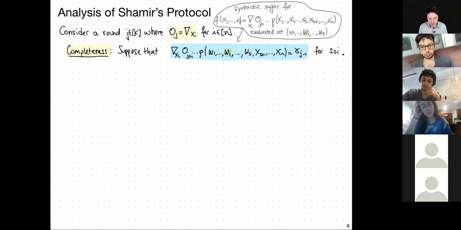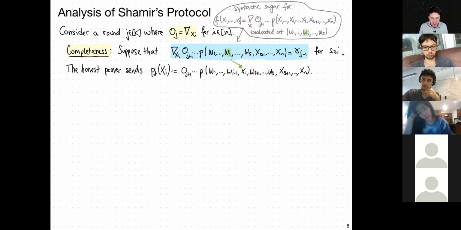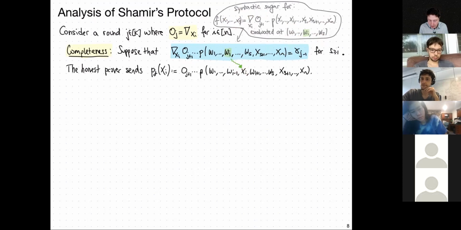Right, so suppose this is the case. Now, what the honest prover is supposed to send is, as usual, the inner expression. But it will leave xi free.